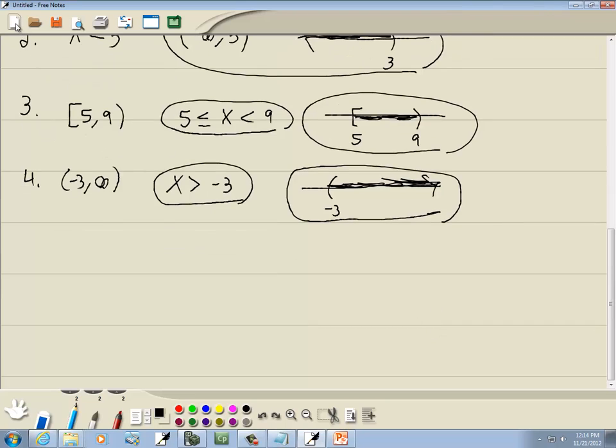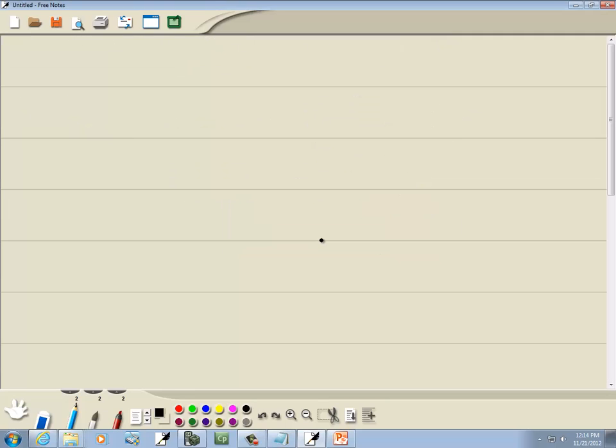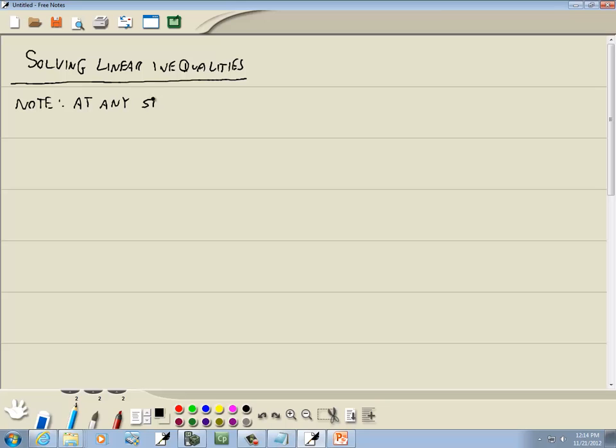So let me start a new page. And let's talk about how to solve linear inequalities. So, solving linear inequalities. We have our note up at the top. It says at any step, combine like terms and combine numbers.